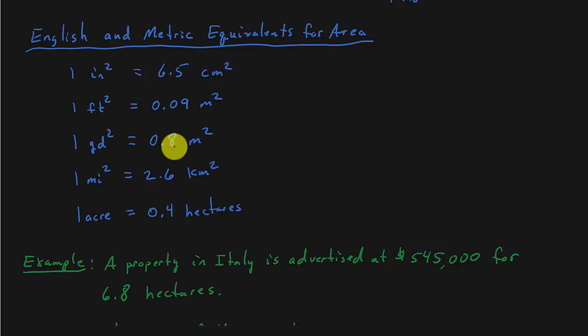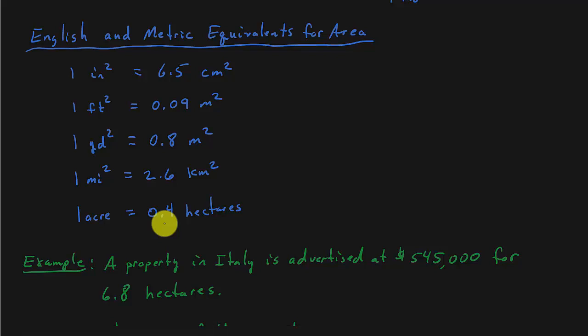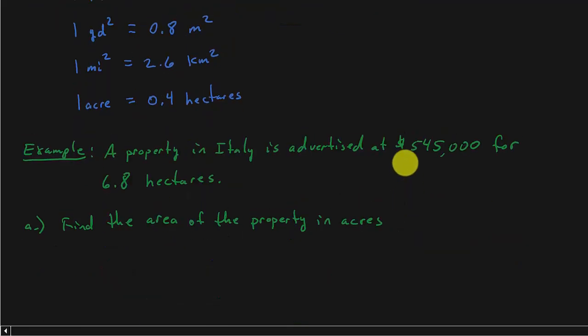Okay, so we've got 1 square inch is 6.5 square centimeters. 1 square foot is 0.09 meters squared. 1 square yard is 0.8 meters squared. 1 square mile is 2.6 kilometers squared, and 1 acre is equal to 0.4 hectares. Okay, all right. So, let's work a problem.